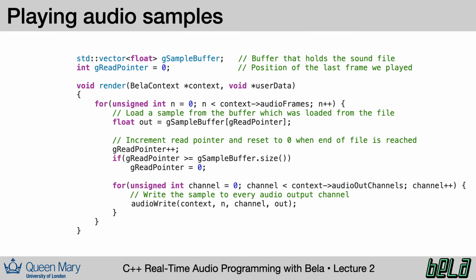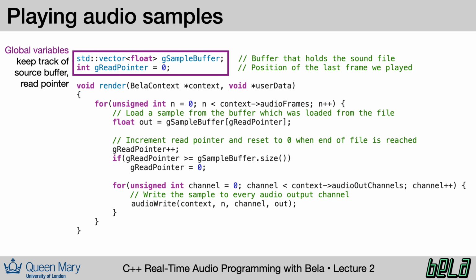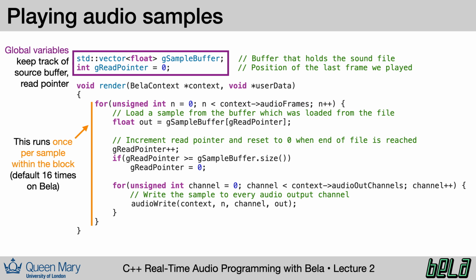Okay, let's look at how this goes. I've pulled out the most salient bits of the code here. We have some global variables here that we need to keep track of the source buffer, where the sample is loaded, and also our read pointer or playhead that tells us where we're playing from. Again, remember that gReadPointer needs to be a global variable because we need to remember where we were between calls to render. Inside the render function, we have this for loop that's going to become quite familiar in these programs. This runs once per audio frame within the block, which is a default of 16 times.